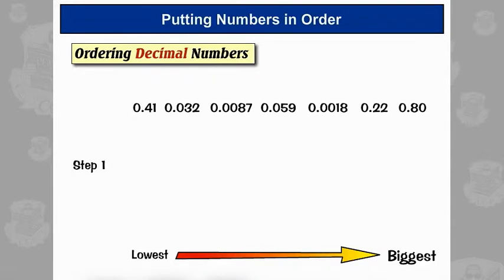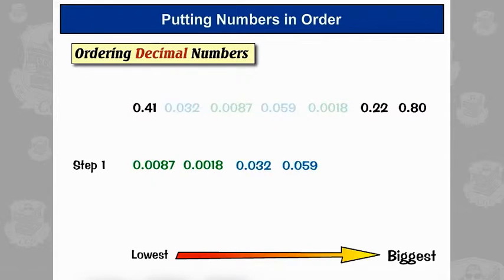So if we take all the ones with 2 zeros at the start first and put those in a group, then we can go for the ones with 1 zero past the decimal point and put those in a group, and then finally we've got all the numbers that don't have any zeros past the decimal point. We can put those together. Right, just like before then, we can now put each of those groups in order.